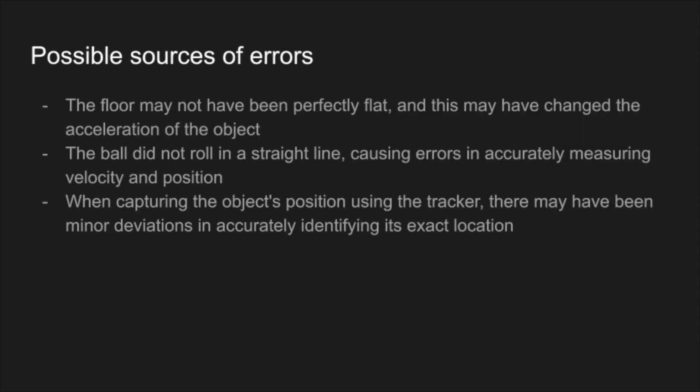Since this experiment was done by a human, there are possible sources of error. The floor may not have been perfectly flat, and this may have changed the acceleration of the object. The ball did not roll in a straight line, causing errors in accurately measuring velocity and position. When capturing the object's position using Tracker, there may have been minor deviations in accurately identifying its exact location.